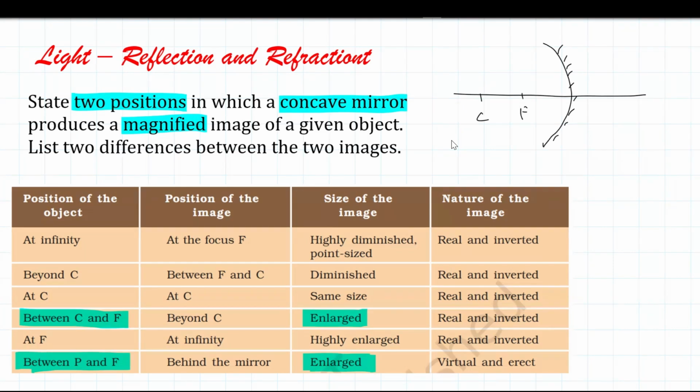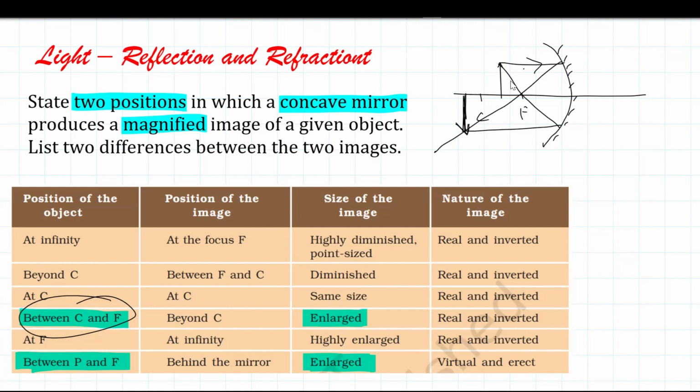Case one: the image formed is real and inverted when the object is placed between C and F. You can see that the rays of light after striking the mirror will pass through the focus, and the other ray, which is made to pass through the focus, after reflection will meet here. This time the image formed is enlarged, that is, this is bigger. This is the object in this case.